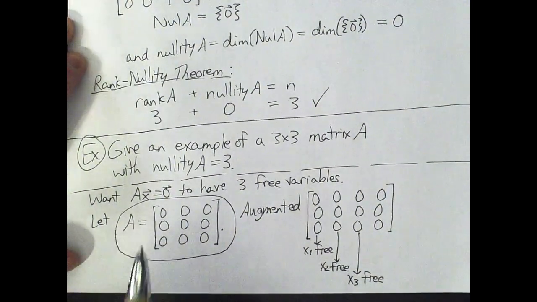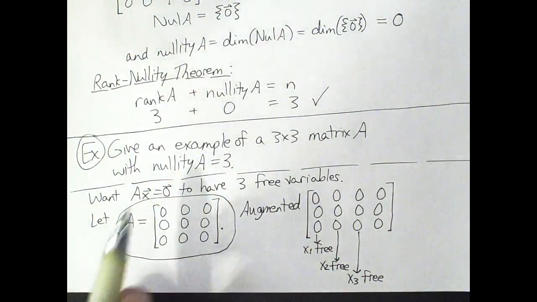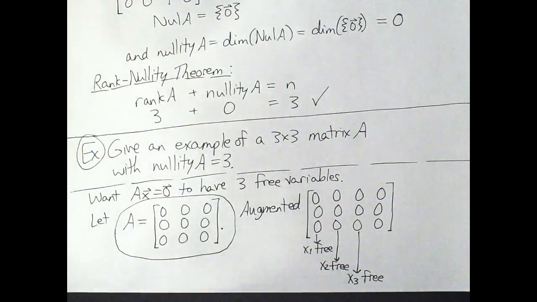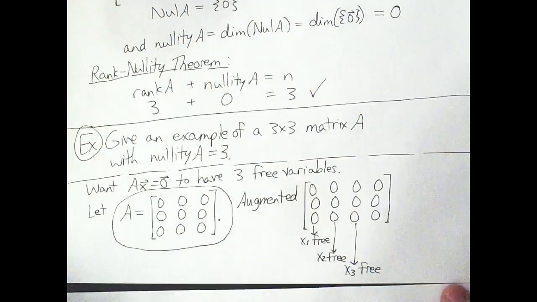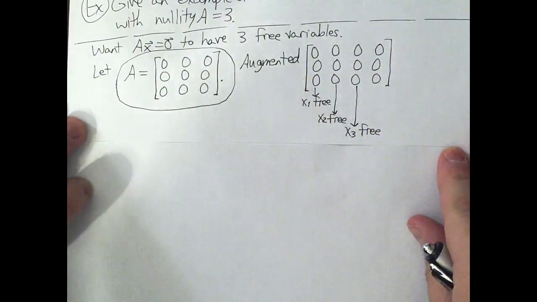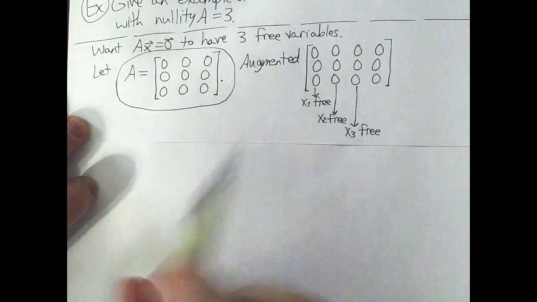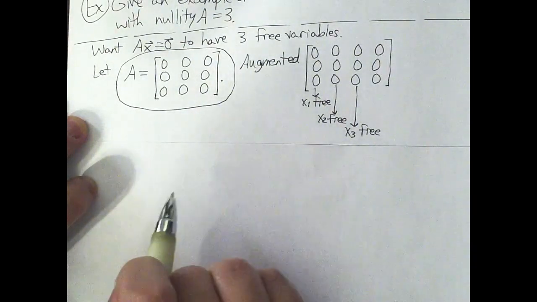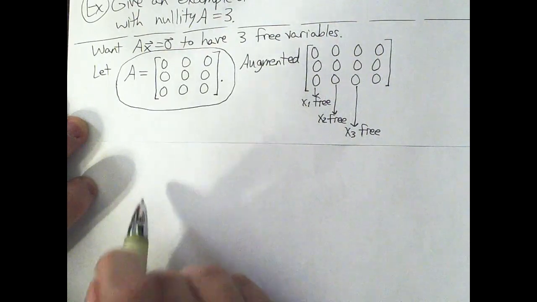But I'm going to show a little bit more. I want to go into more detail. Let's see how this all works out with rank and nullity. I know I only asked you about nullity, so what I just wrote is a satisfying answer to the question. But let's go into more detail. If all of the variables are free, why does that mean that the nullity is 3?